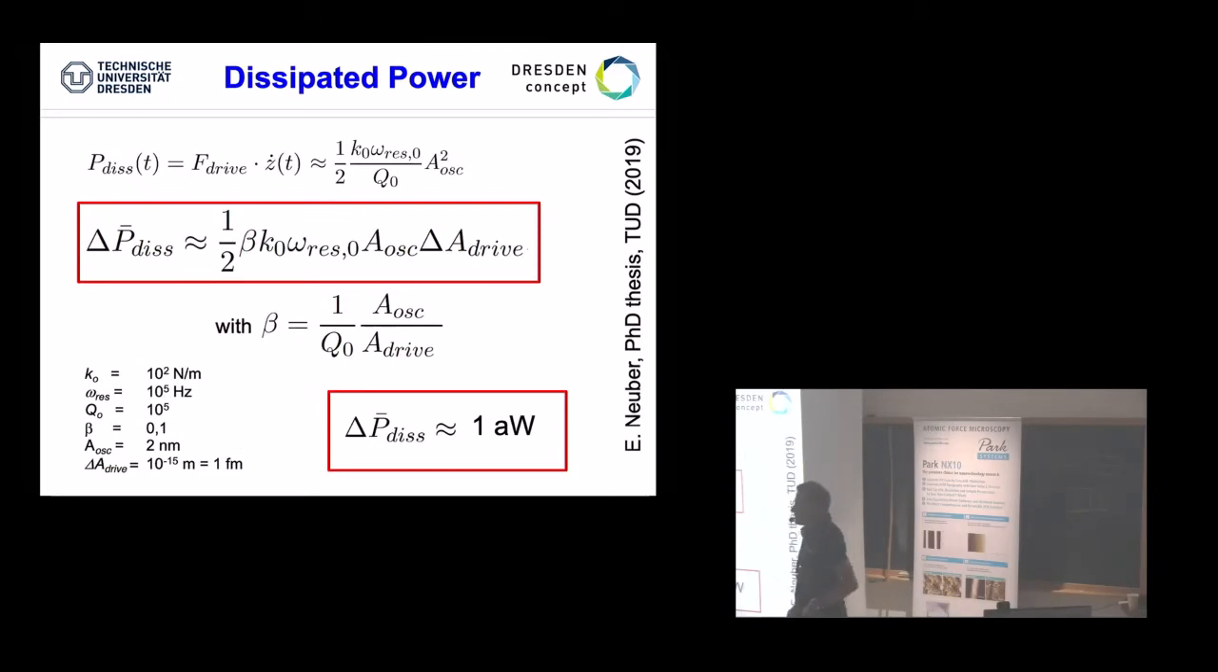To give you some numbers, because the dissipative part has mostly been overlooked in all of these experiments: for dissipation, you take the drive force times its velocity, and you put in the values that you know. Typically force constant 100 newtons per meter, resonance frequency 100 kilohertz, and a Q value, as we work in vacuum, of 10 to the power 5. The beta is a sample property, a convoluted quality factor, typically 0.1 in our case. We have an oscillation of 2 nanometers, and hence my hand has to wiggle at 1 femtometer. And you see nicely what comes out: very small energies. This is the resolution we have in the microscope, 1 attowatt.